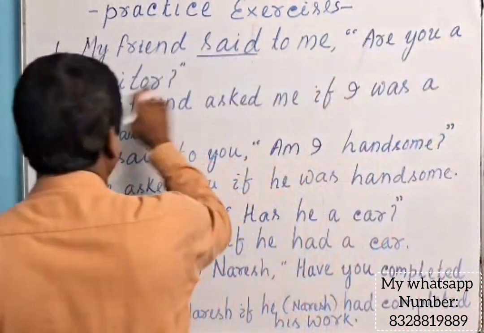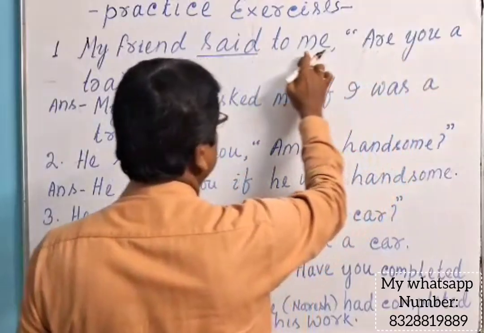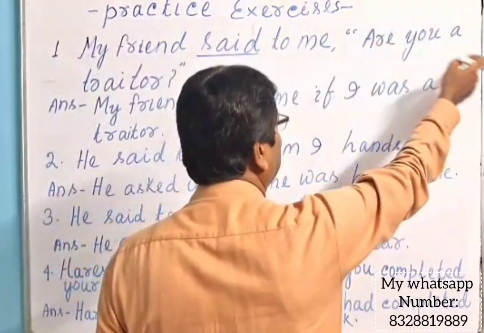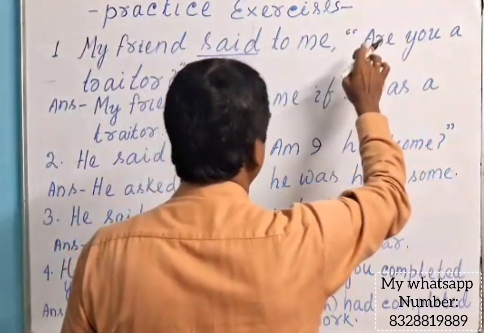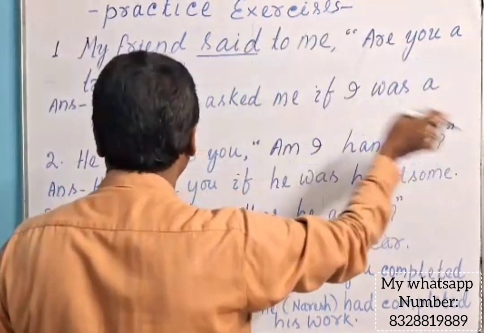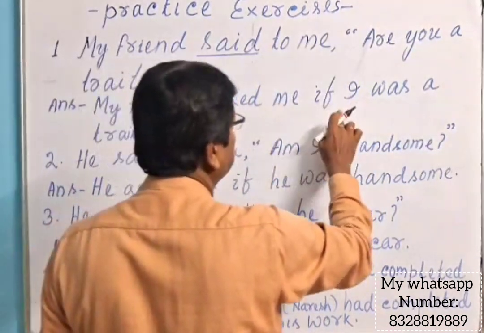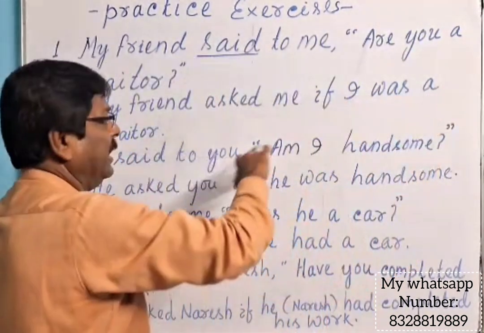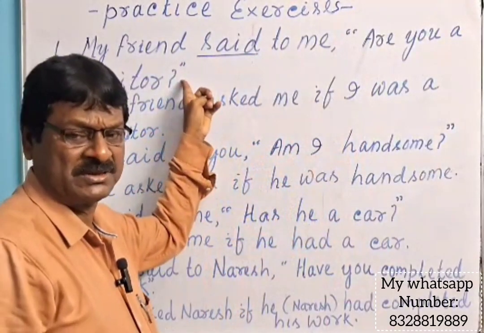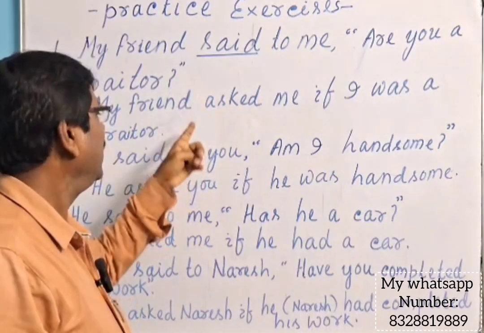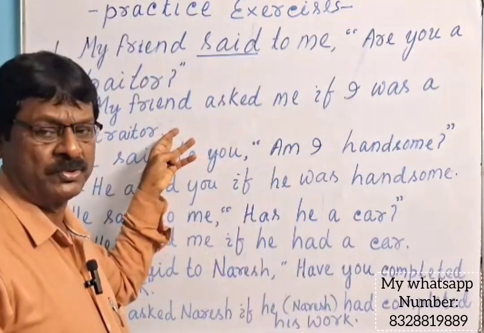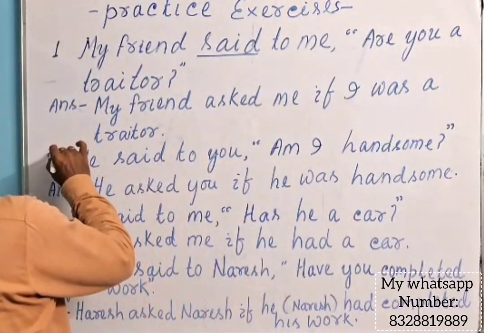Are you a traitor? "You" refers to me, so you will convert it to "I", and its tense will also be converted because it is in past tense. So after conversion, the sentence will be like this: My friend asked me if I was a traitor. And at the end of the sentence, the question mark will be replaced, and in its place a full stop will be used. Okay, then we shall go for question number 2.